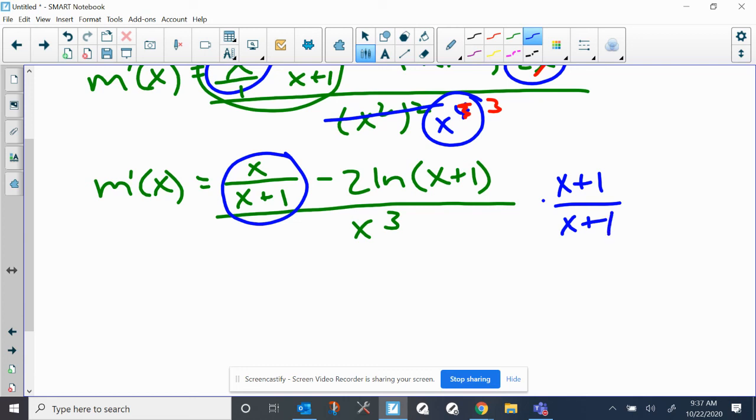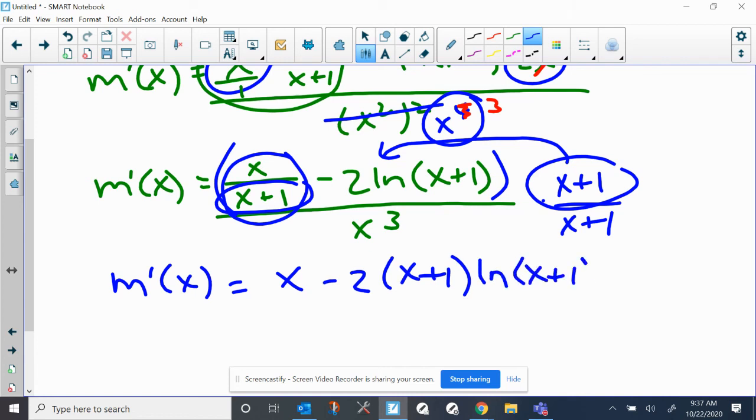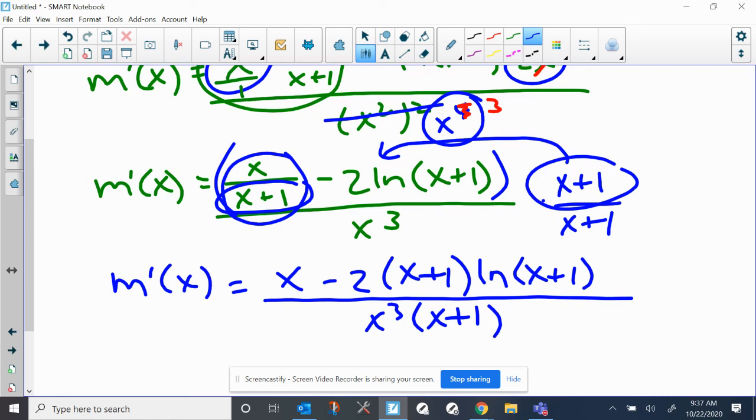So what's going to happen is that we have a big distribution problem in the numerator. So I'm going to write m prime of x equals, and this x plus 1 over here will cancel with this one here, and I'm just left with an x. But it is distribution, so I'm going to bring this in. So minus 2 times x plus 1 times the natural log of x plus 1. And then in my denominator, I have x cubed times x plus 1. So you can still see that there are other things I can do, but I've at least gotten rid of the fraction within a fraction.